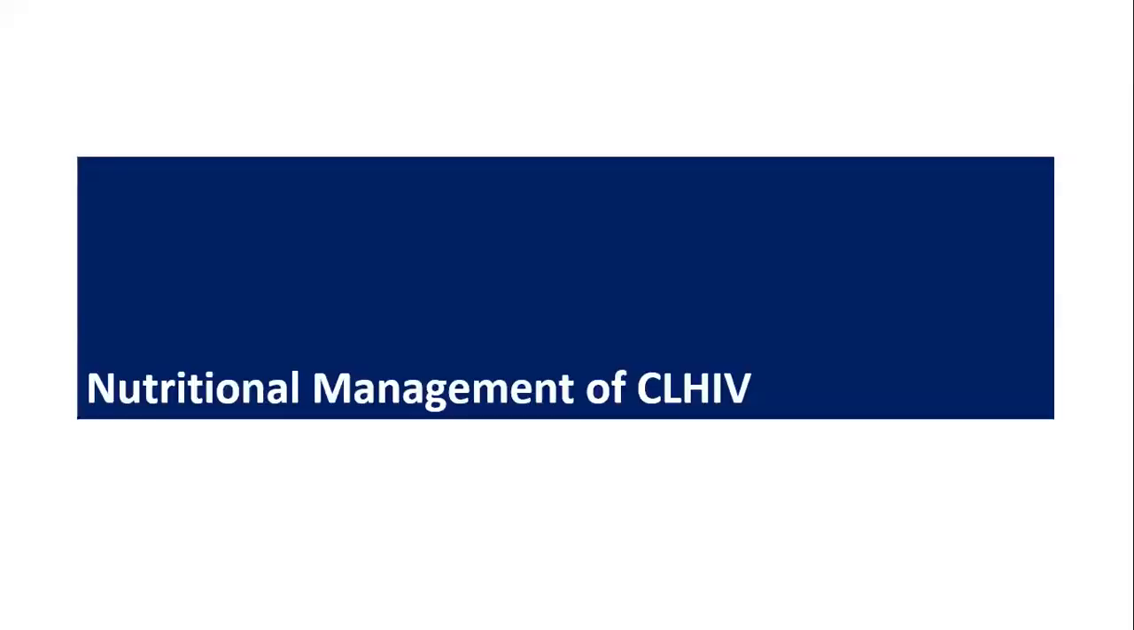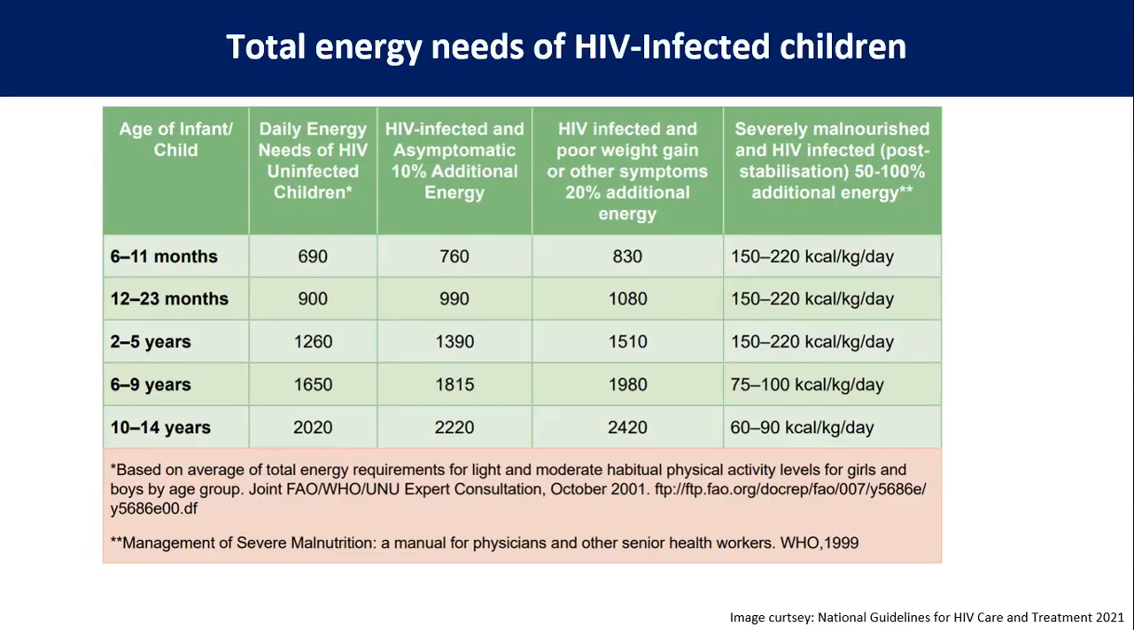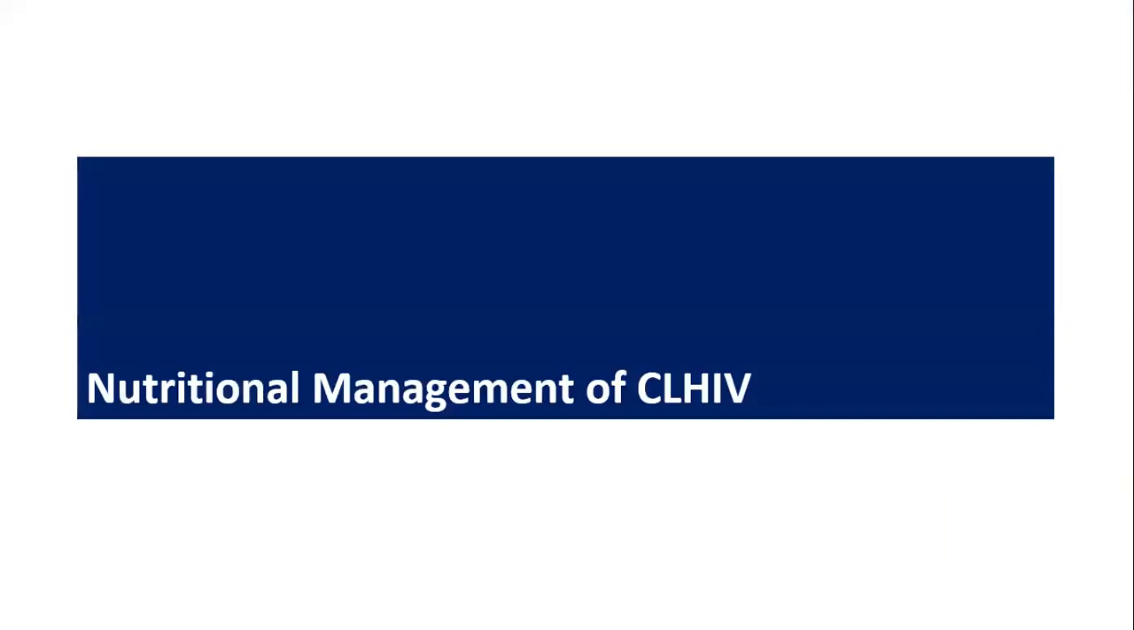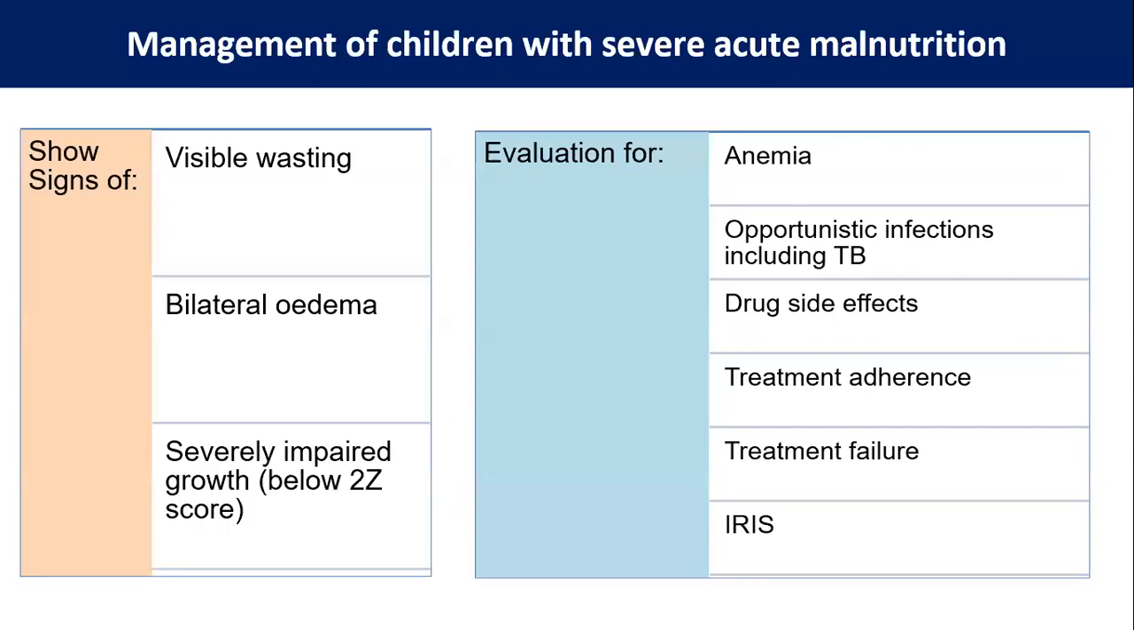Now, once we assess the patient, once we categorize, once we know what additional amount of calories the patient needs, then we need to manage such a CLHIV. As we are discussing visible wasting, bilateral edema, severely impaired growth, we are definitely going to screen for opportunistic infection, anemia, drug side effects, treatment adherence, treatment failure, and of course, CIDs.